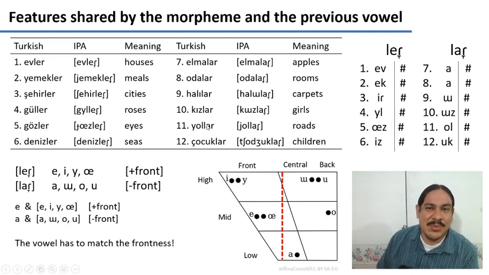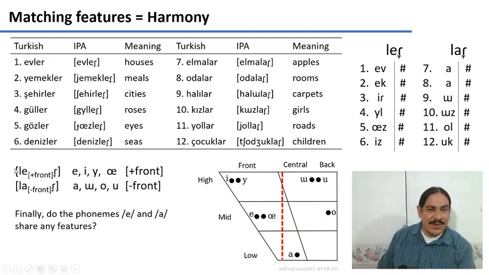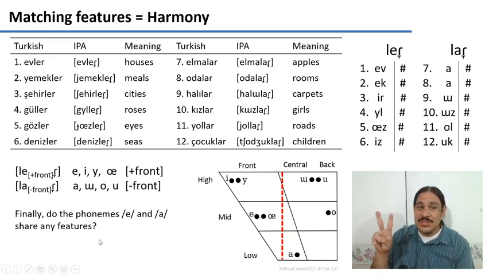The vowel in the allomorph has to match the frontness of the last vowel of the root, whether it's plus front or minus front. Now we're getting somewhere. I wanted to take an even closer look at this. So we have figured out that the vowel in the allomorph has to match the frontness setting of the last vowel of the root. But let's look at the vowels of the morphemes themselves, e and a. What features do those two have in common? So try to find two features that are shared by e and a.